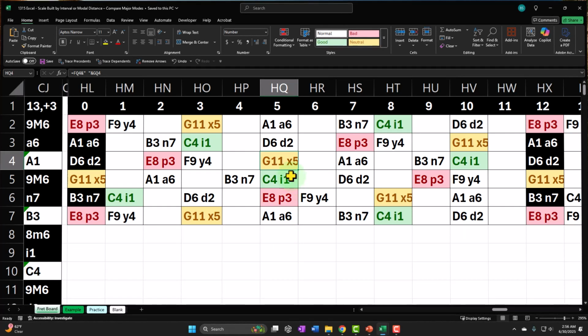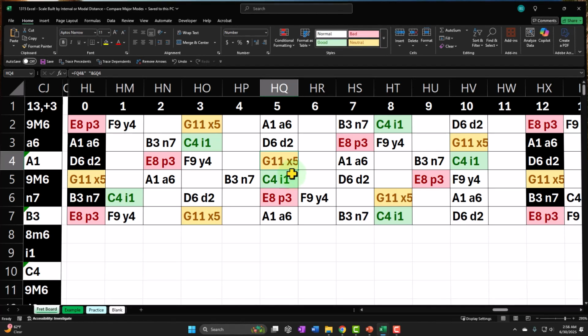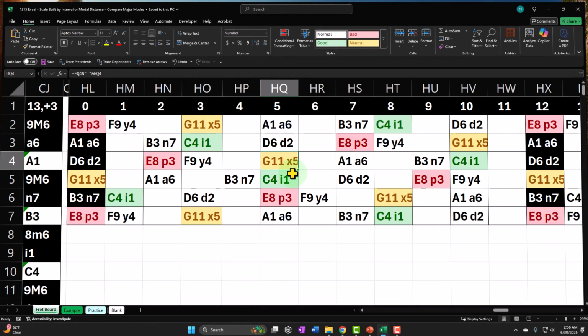I would suggest that that's not the best way to do it because it makes you rename the Mixolydian. Instead, what I'd like to do is just look at the distance from this point. I don't want to change the name of this point. I want to look at the distances.